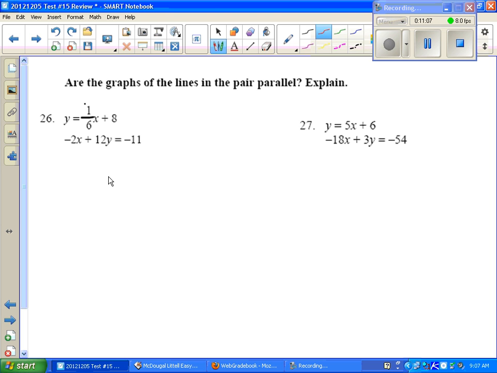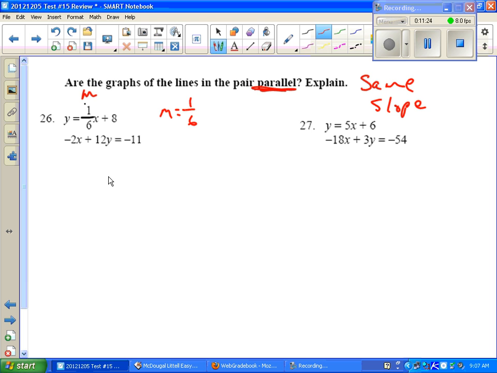26 and 27, are they parallel? Y equals mx plus b. So your slope of your first line is 1 over 6. Remember, if lines are parallel, they have the same slope. They have the same slope. So what you need to do is find the slope of your second line.